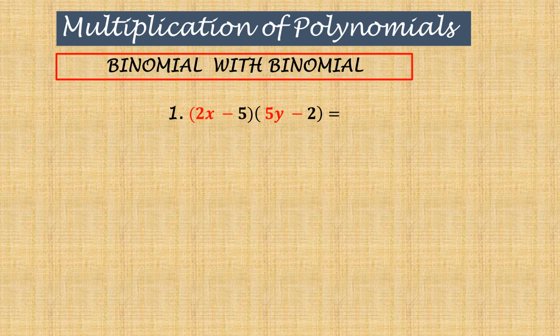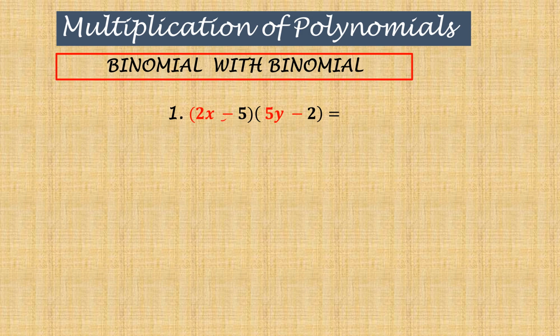Okay, so this time, let us proceed now to binomial with binomial, because in the previous slides, we have only monomial by monomial, rather, monomial by binomial or with trinomial. This time we have the binomial with binomial. So suppose you are given 2x minus 5 times 5y minus 2.